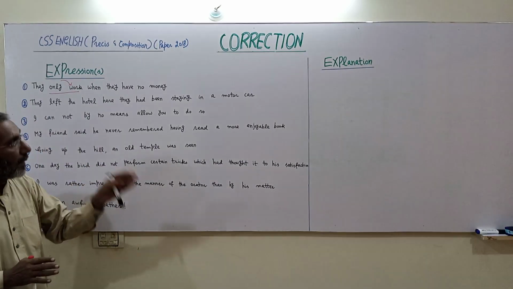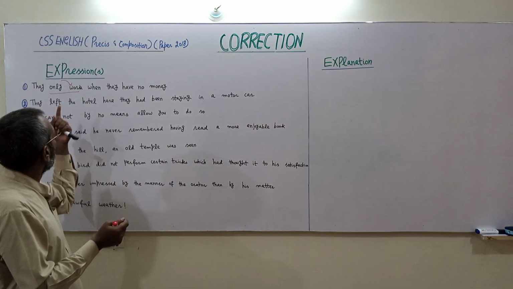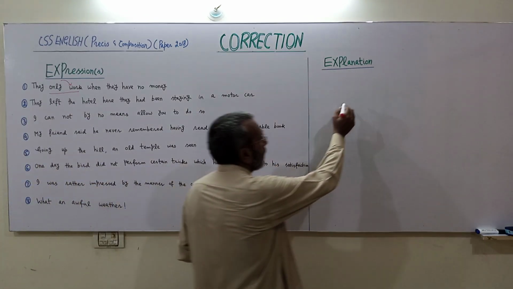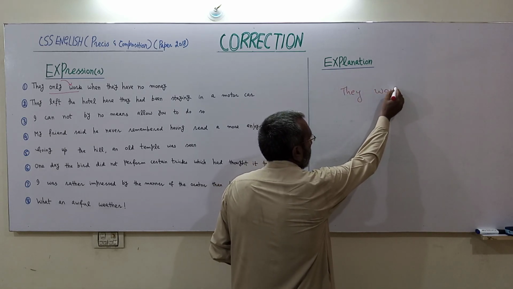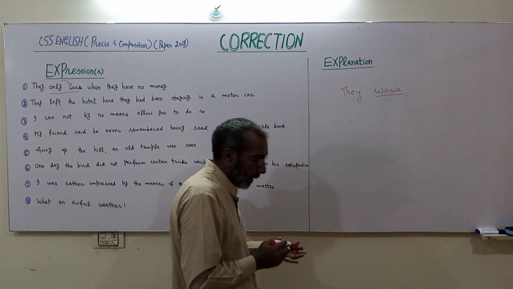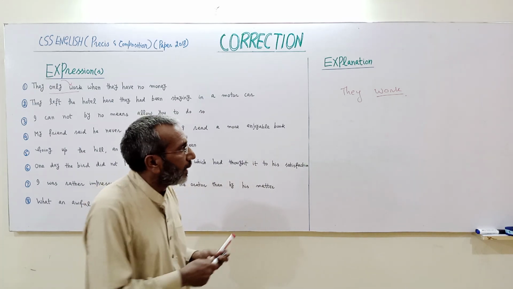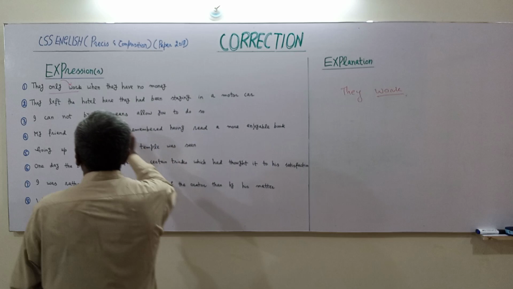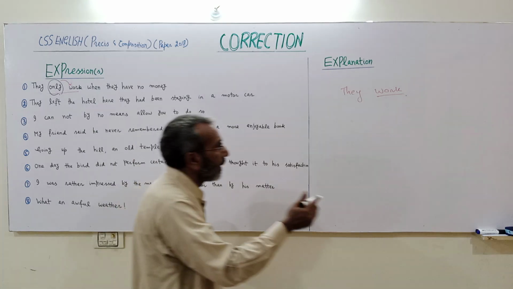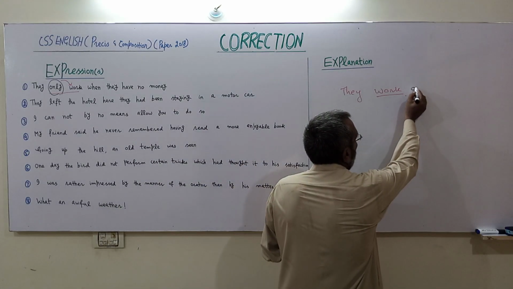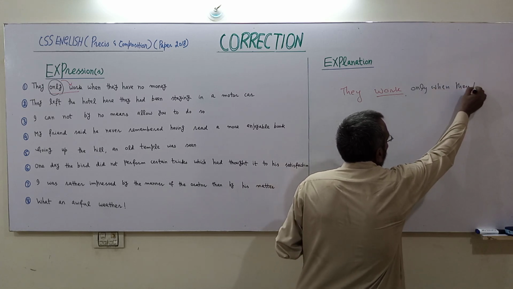I told you in the previous lecture too: first of all, go for the keyword. Try to find the keyword. Over here the keyword is work. First take this: they work. Then modify that thing. They work, and then we change it. How? The word only is not at its proper place. They work, clear, and then you change it: they work only when they have no money.